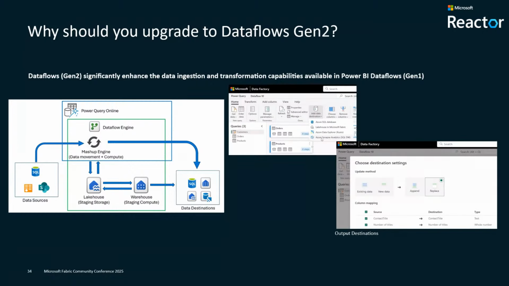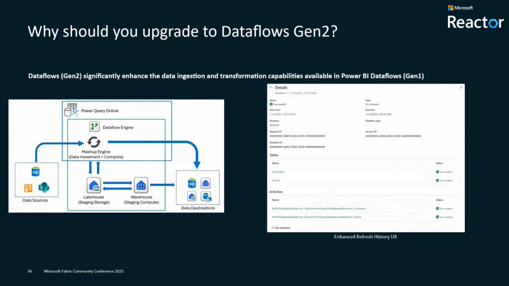You also saw the wide range of data destinations or output destinations available today, but also the ones that are coming, as you're going to see in the next few slides as we talk about roadmap. And last but not least, this one you saw briefly on one or two of the demos, but is the enhanced refresh history UX experience with more detailed information about previous Dataflow runs, both successful and failed, that allows you to troubleshoot issues and to stay on top of your Dataflow Gen2 executions to ensure they are up to the right quality and accuracy.